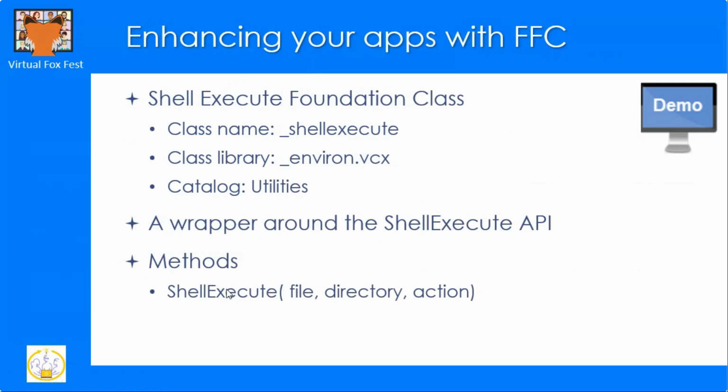in which we can provide at a minimum a file name, a directory if necessary, and an action, which is kind of interesting because the default action on shell execute is to open the file with whatever the default application is for the type of file, whether it's text or PDF or whatever. But that isn't the only choice. You can print, for example. And so we'll see an example of that.